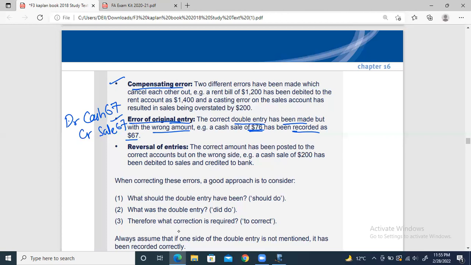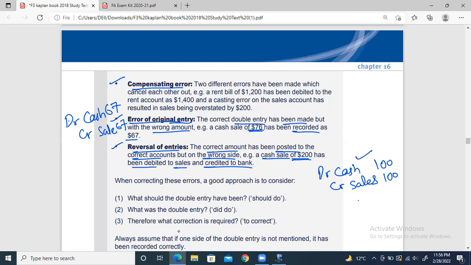Okay, let's discuss this last one, reversal of entries. The correct amount has been posted to the correct accounts, but on the wrong side. For example, a cash sale of $200 has been debited to sales and credited to bank. In actual, we needed to make this entry: we did cash sales of, let's say, $100. This is the correct entry.